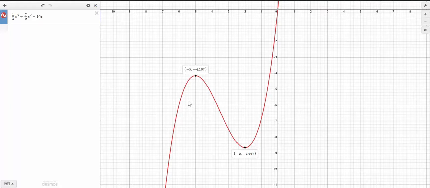Now, here's what I want to point out. If we're talking about the first derivative and we want to know where the first derivative is positive, well, it's positive from -infinity to -5 right here, and also from -2 to infinity, because that's where the function is increasing. Now, if we're asked where the first derivative is negative, from -5 to -2.